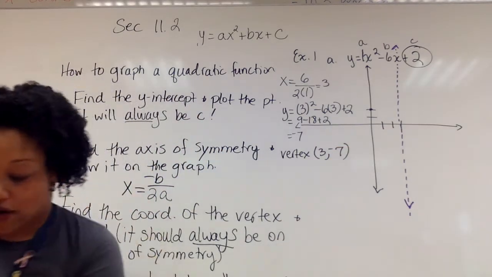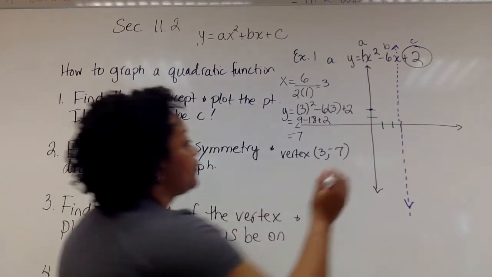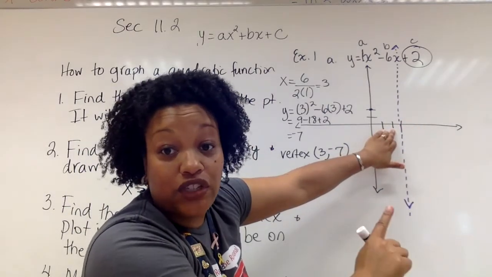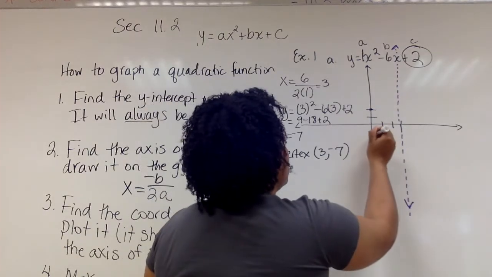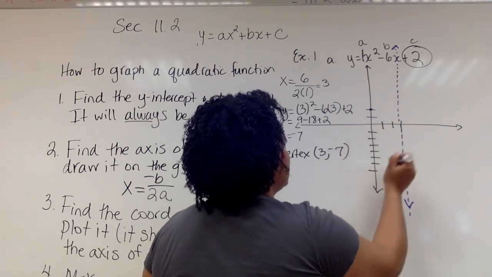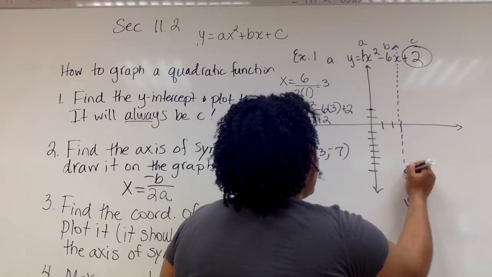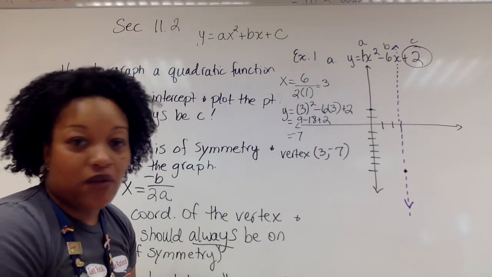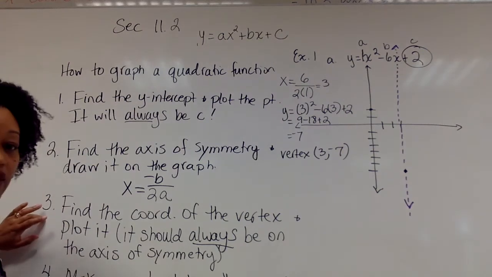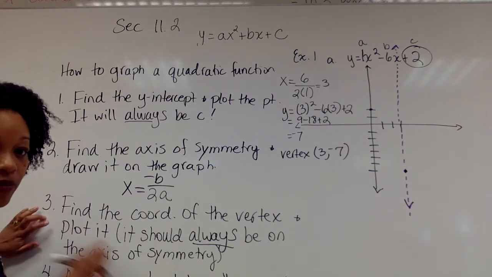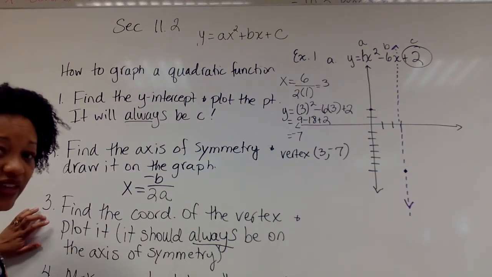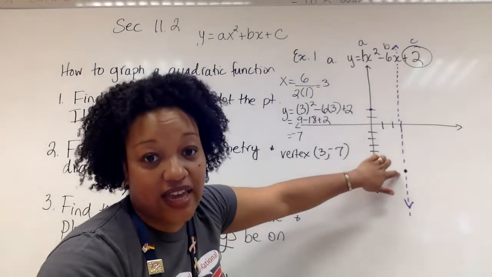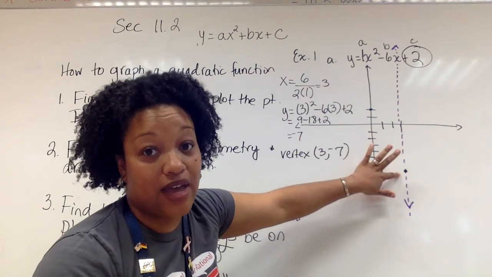So let's go there. Plot your points. Go over 3. Look where you are, right on the line. That's where you should be. And then go down 7. 1, 2, 3, 4, 5, 6, 7. 3, negative 7. There's the vertex of your parabola. All right? That's step 3, but that's a major step, okay? Because if you mess that up, then everything's going to be off. But remember, the point should be on the axis of symmetry. So then you know if you're on the right track or not.